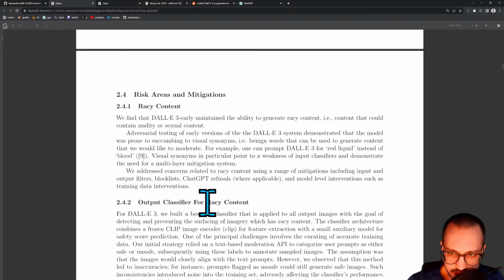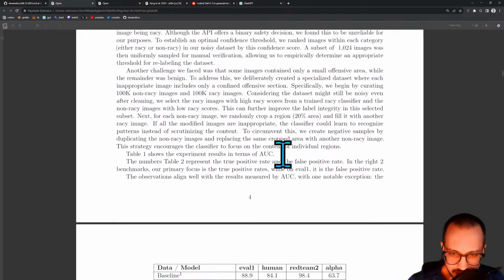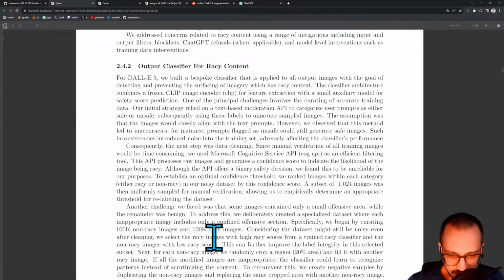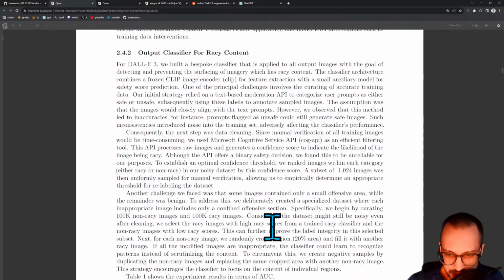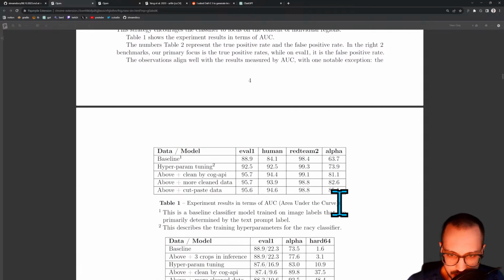So racy content. Racy content is basically porn, but anything that could be seen as porn. Even just a little bit of nudity is considered racy. So OpenAI does not want to have anything to do with that type of content. So they trained a classifier that will classify your generated image as either not racy or racy. So basically a binary classification problem, and then go from there. So I guess here they're comparing to a human.